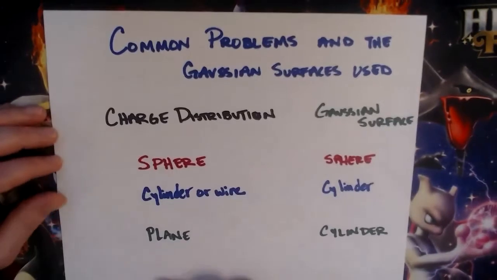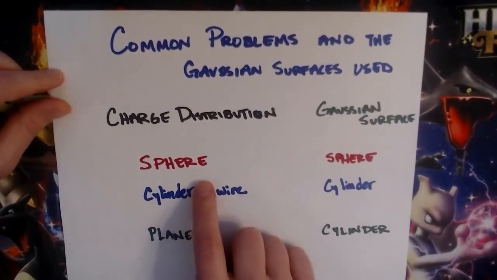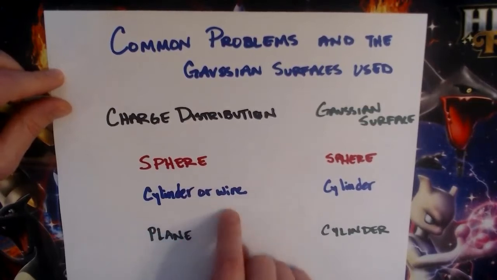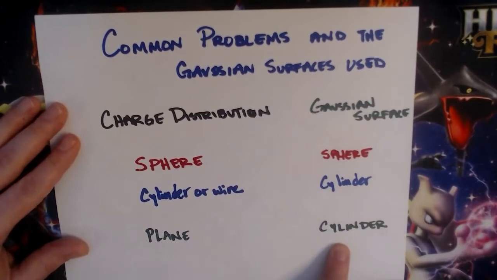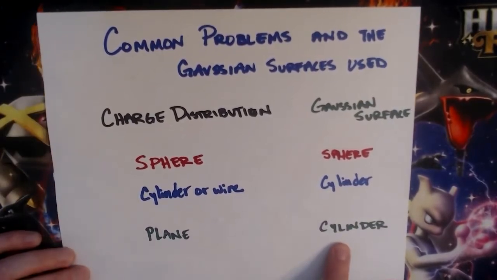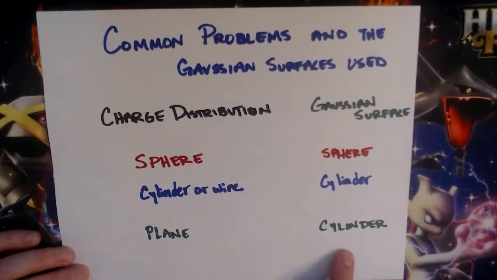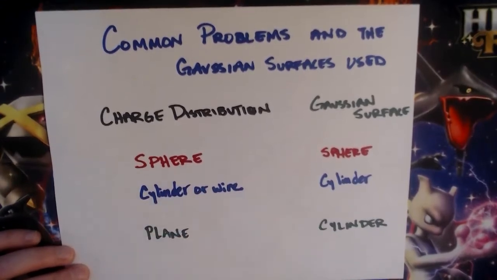The types of problems that we need to be aware of and comfortable with working on, for using Gauss's law, are spheres, cylinders or wires, and planes. And associated with those are the Gaussian surfaces that I use in my class. You can also use some rectangular prisms if you want. However, these are what I will be using for the rest of this presentation. So we'll get started here.